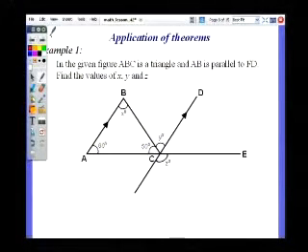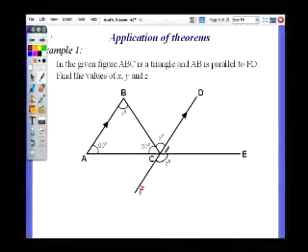in the given figure, ABC is a triangle, and AB is parallel to FD. Find the values of X, Y and Z.